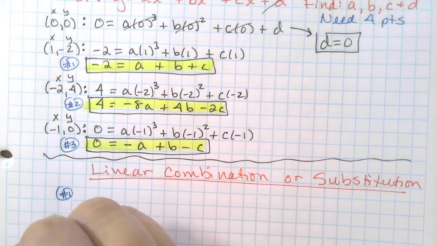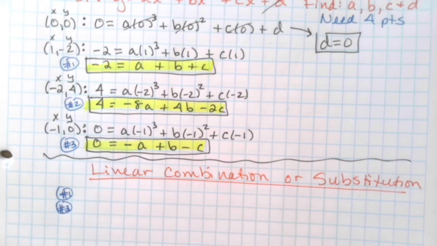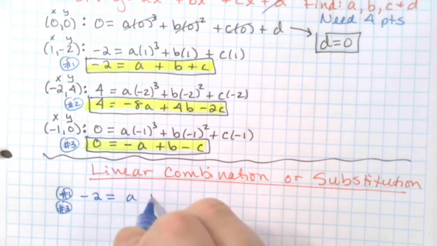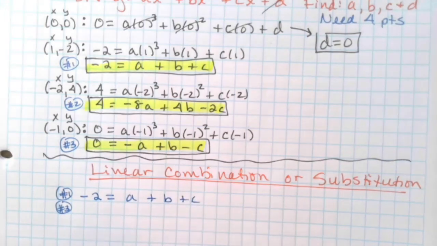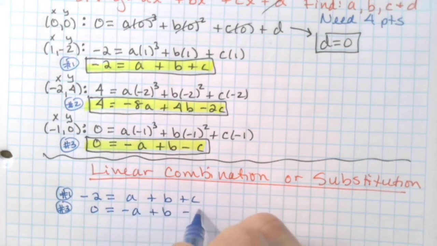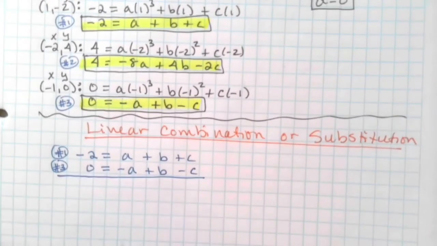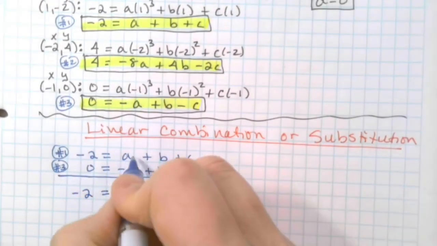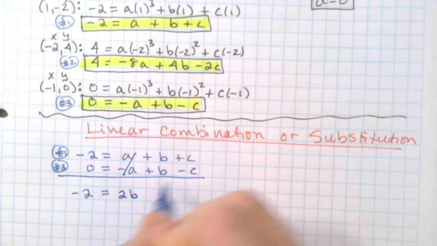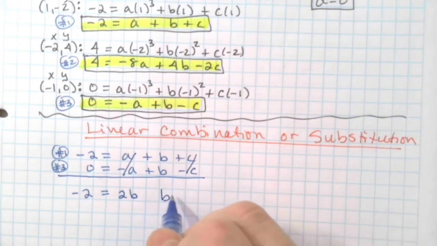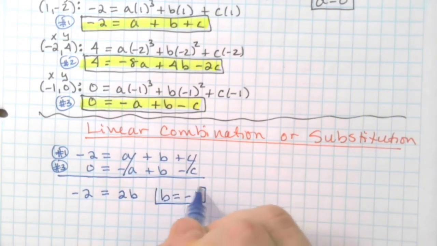So I'm going to do equation number 1 and equation number 3. Number 1 was -2 equals A plus B plus C. Equation number 3 is 0 equals -A plus B minus C. Using linear combination, I'm going to add them up. I get -2 equals 2B. So B has to be -1.